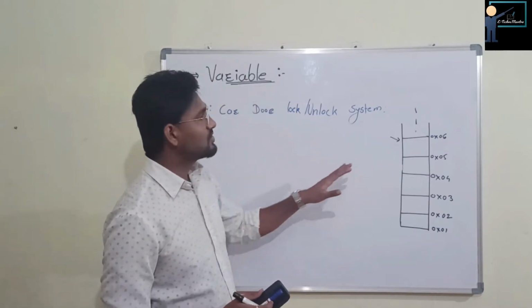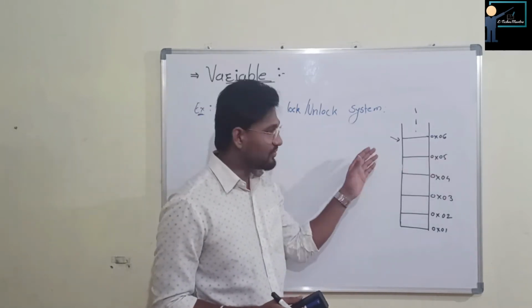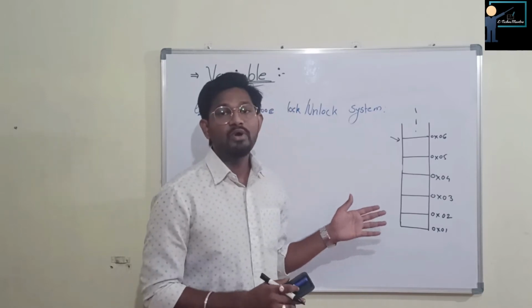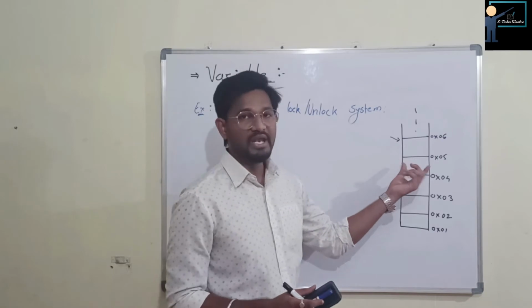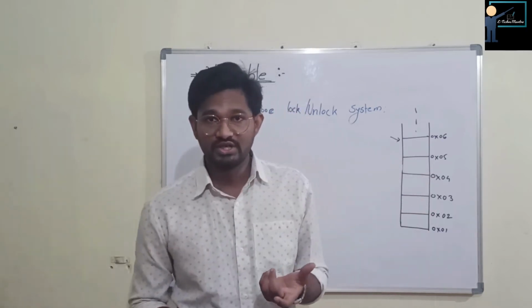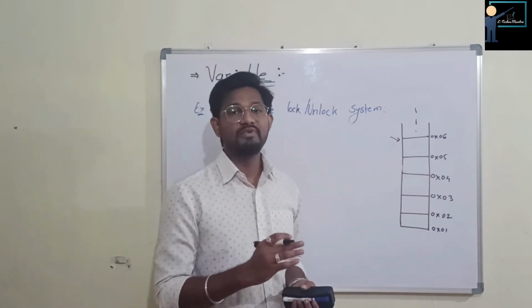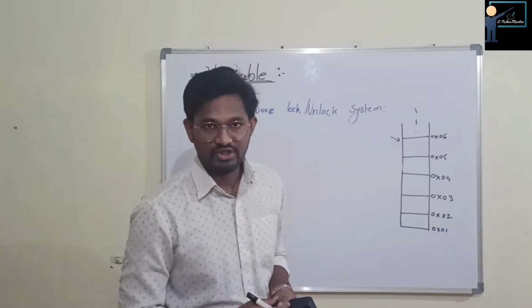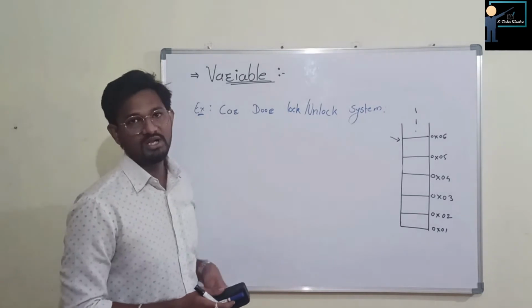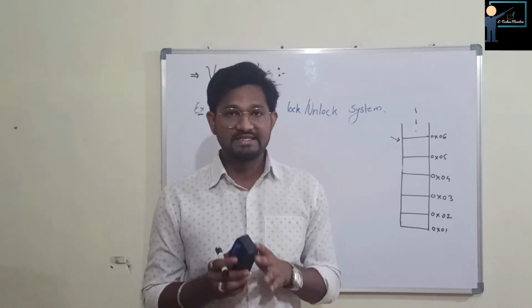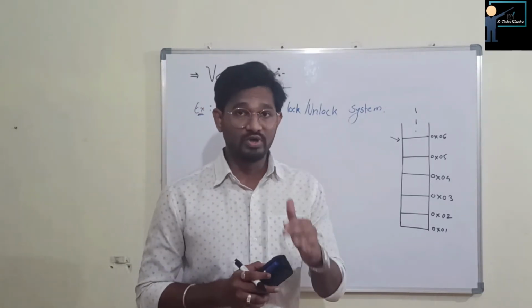So if I want to store data on some particular memory location, how can I store it? We will provide some name to that particular location, and through that name we will store data on the memory location, and that name is called a variable. Okay, so now we will take one example, and based on that example you will be more clear.